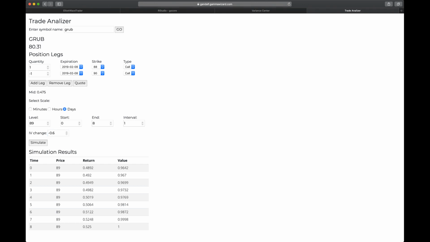It changes very little because of the strikes I'm using. Maybe I can use a different level that is more borderline. Let's do 88, which will see more dramatic effects. And right here we can see the collapse.